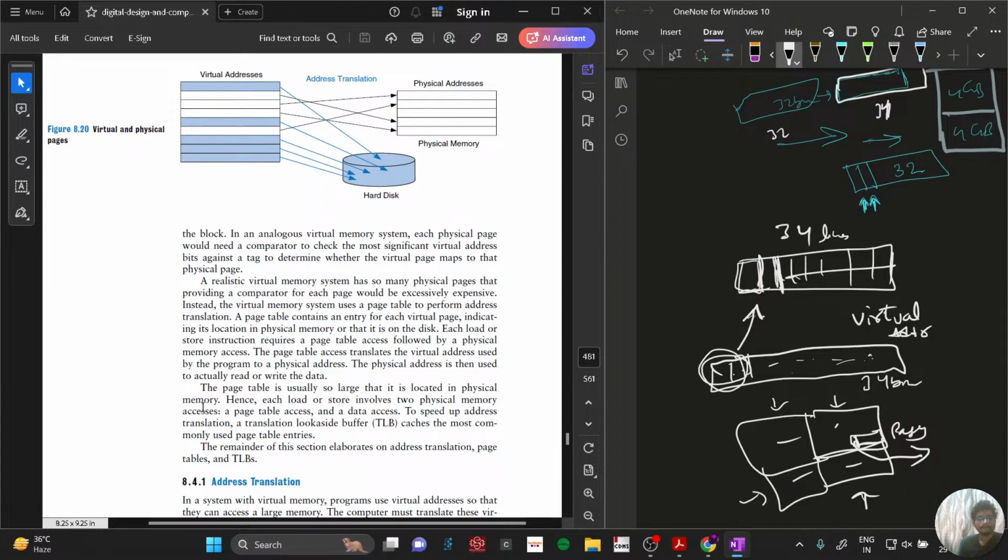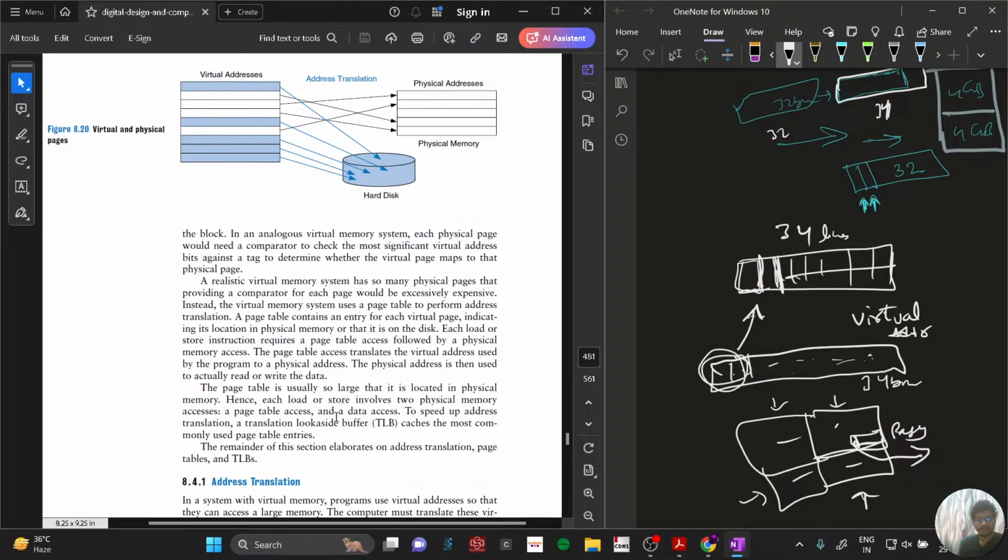The page table is usually so large that it is located in physical memory. Hence, each load or store involves 2 physical memory accesses: a page table access and a data access.